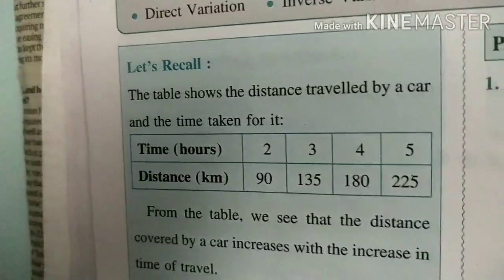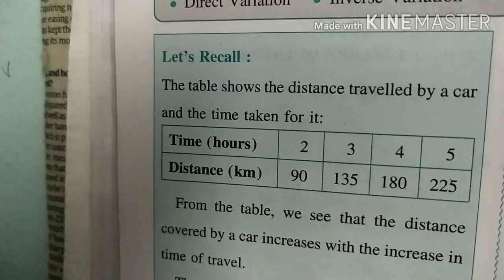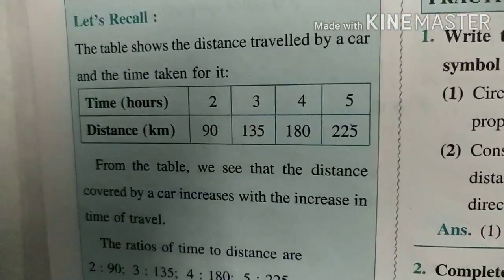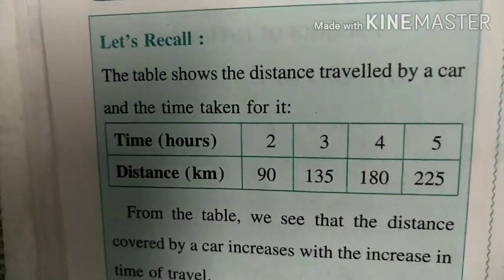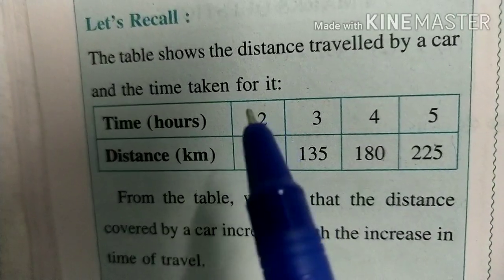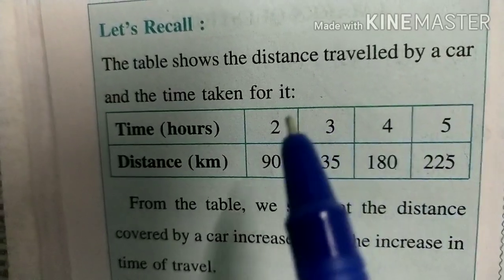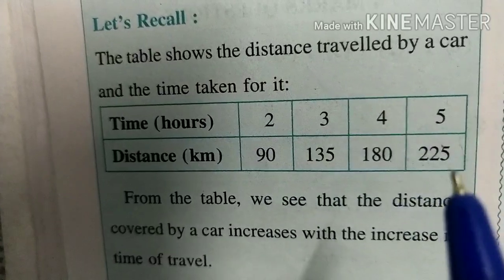Good morning, students. Today we'll be learning a new lesson, and the lesson name is variation. So, this is the "Let's recall" part in your textbook, and this table shows a few numbers given here: time and distance covered by a car. These are the time in hours, and this is the distance that is covered.